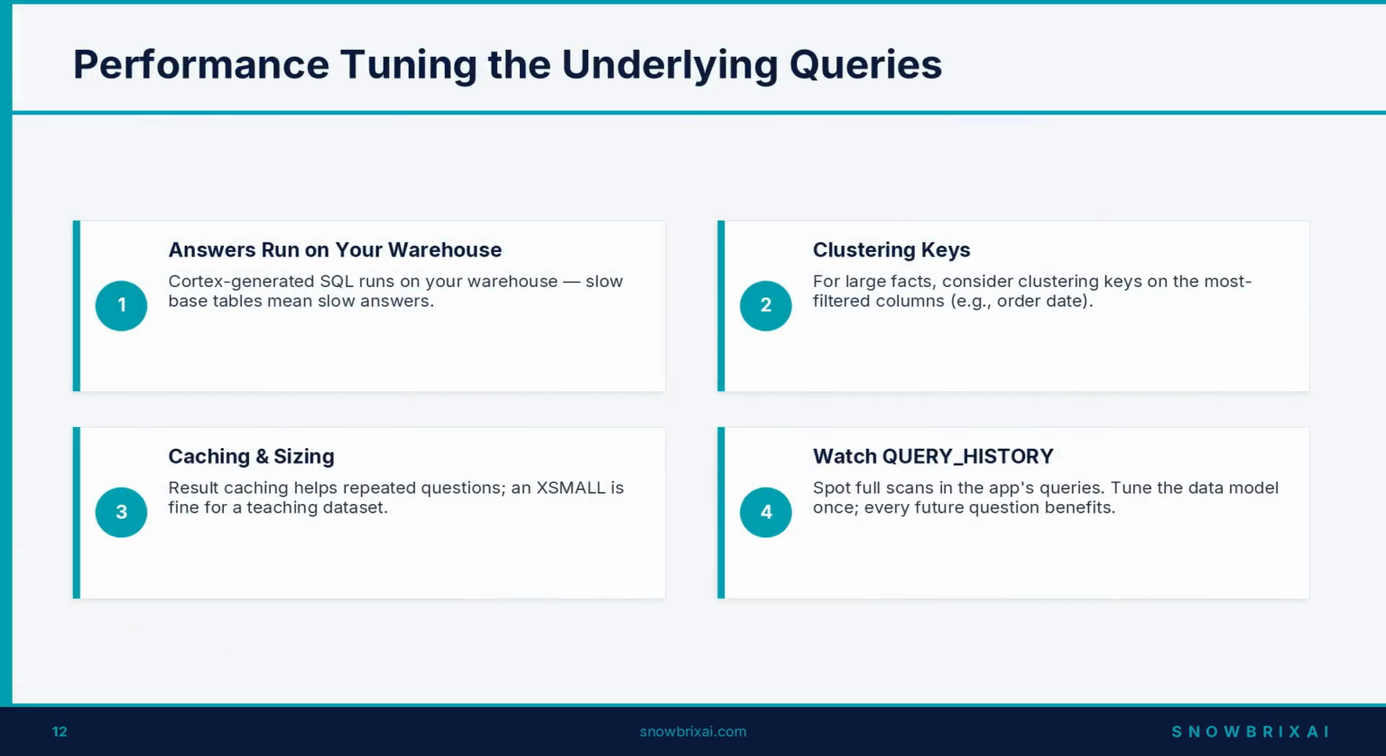A quick word on speed. The SQL Cortex generates runs on your warehouse. Slow base tables mean slow answers. So for large fact tables, consider clustering keys on the most filtered columns. Order date is a good one. Result caching helps repeated questions. And an extra small warehouse is fine for a teaching dataset. Watch query history for the app's queries. That is where you spot a full scan. Tune the data model once and every future question benefits.